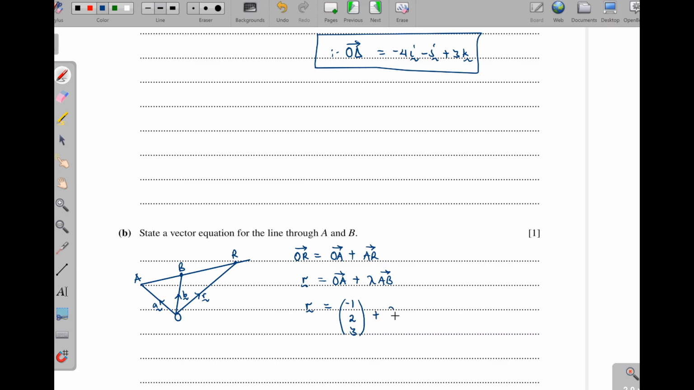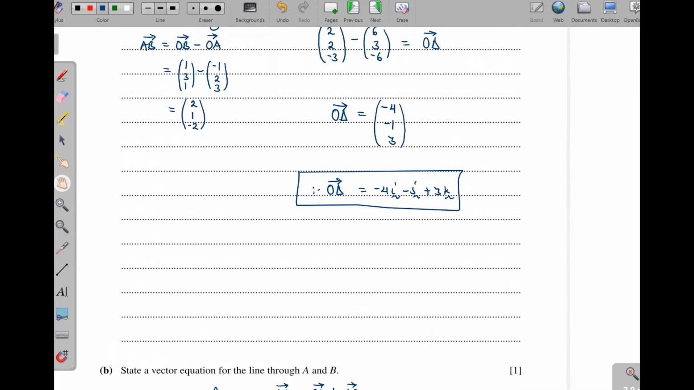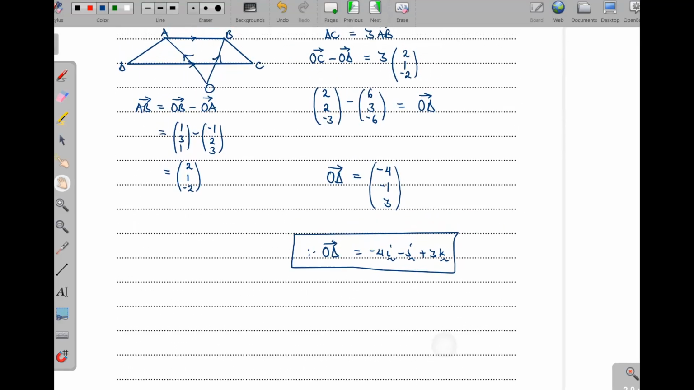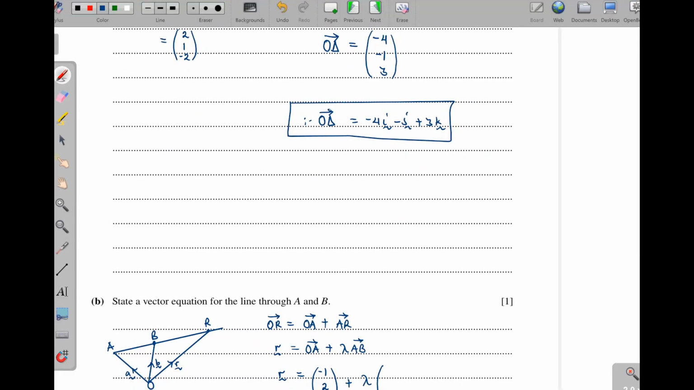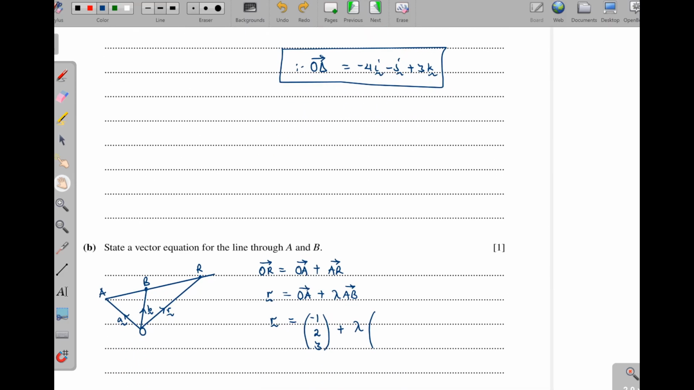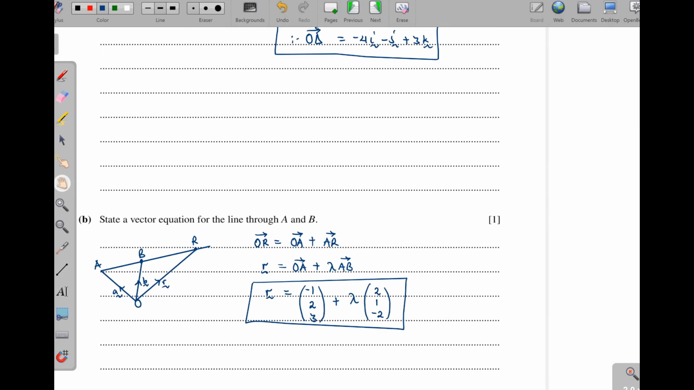Then this will be lambda. And then AB, we got it as 2, 1, negative 2. I think it is here. So I'll write 2, 1, negative 2. And that will be the vector equation of the line through A and B. Or if you want, you can write it in terms of i, j, and k.